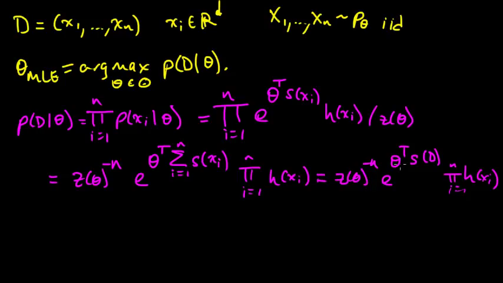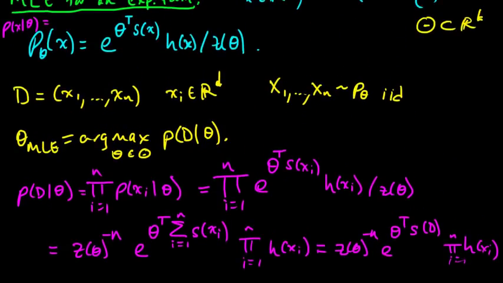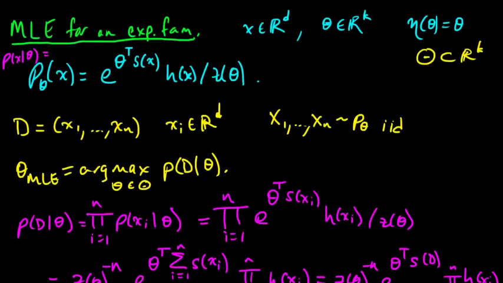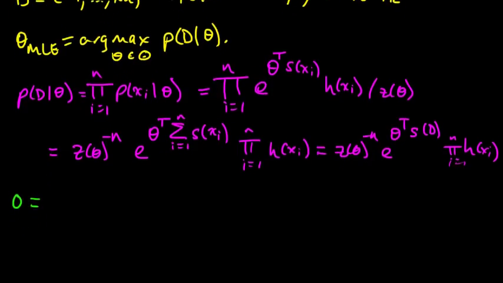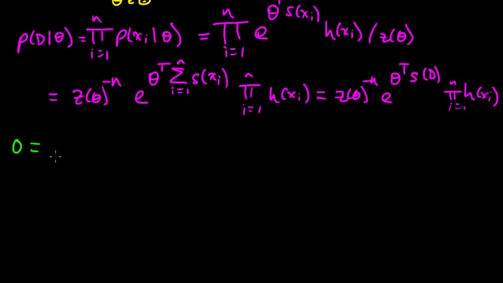Okay, so now we want to maximize this with respect to theta. Now theta, remember, is a vector in R^k, so we need to maximize with respect to this vector. So let's do the standard calculus thing. We'll set the gradient equal to 0 and solve. So let's take the derivative with respect to one of these thetas, let's say theta j, of this expression.